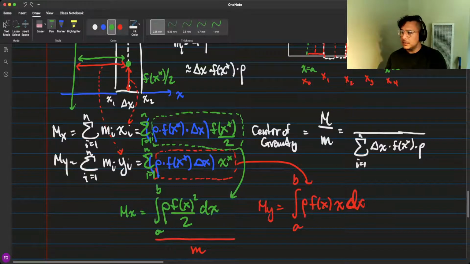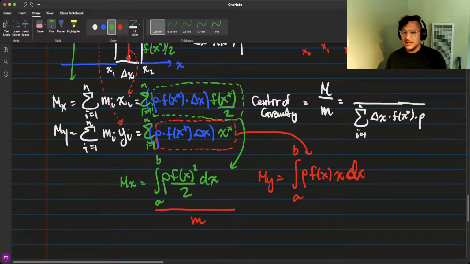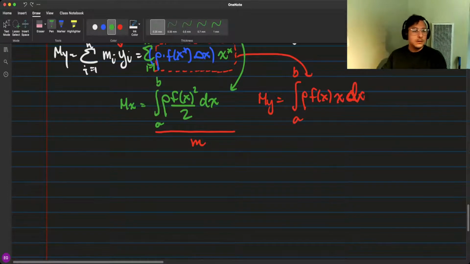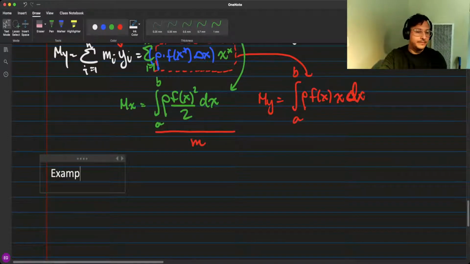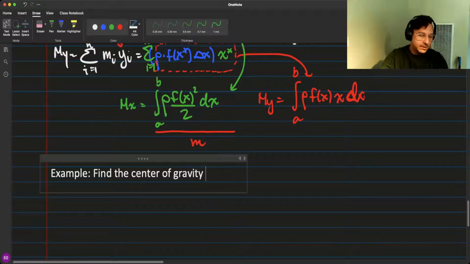Okay, so let's use this to calculate something. Example: find the center of gravity, or center of mass, for the region.